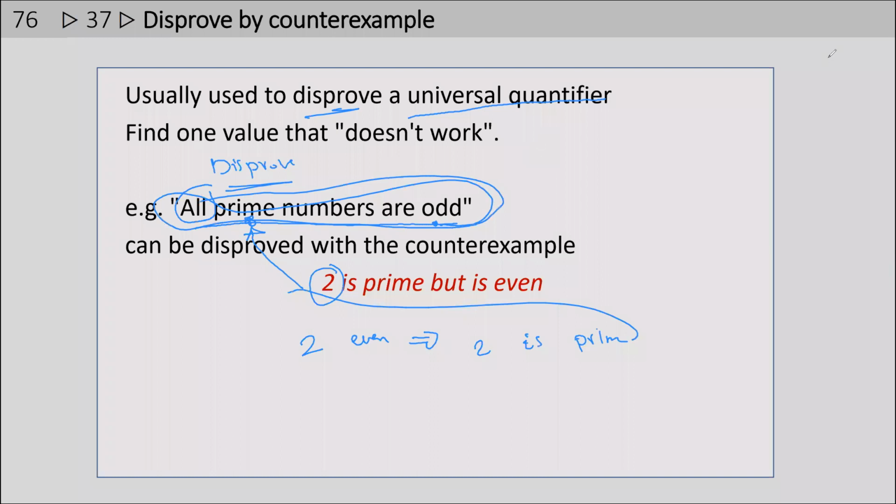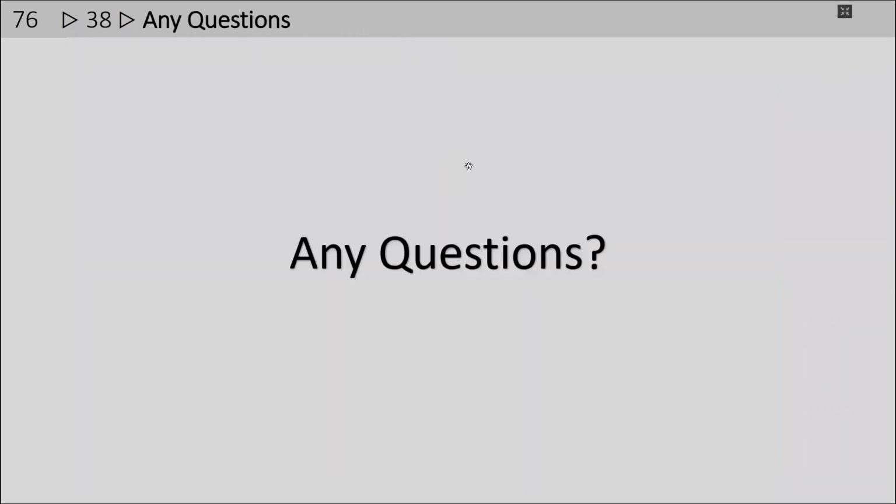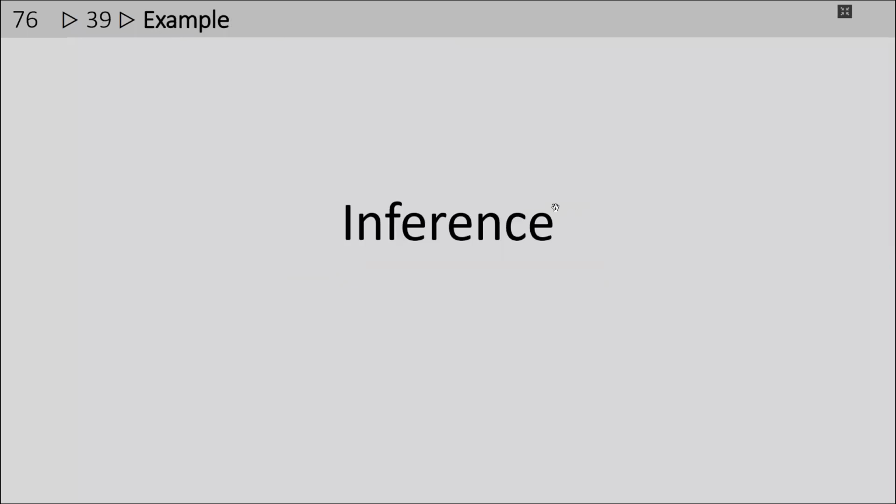اوكي يا شباب؟ يبقى البروف كاونتر اكزامبل عايز اثبت ان حاجه غلط. اوكي هات كيس واحده تثبت، ساعتها تعوض في الحاجه دي وتثبت انها غلط وخلاص. كيس واحده كفايه في الكاونتر اكزامبل. دول البروف ميكانيزمز اللي احنا اخدناها في ليكتشر النهارده.